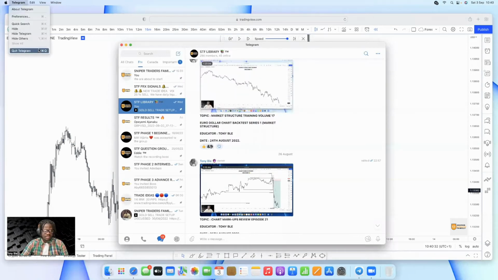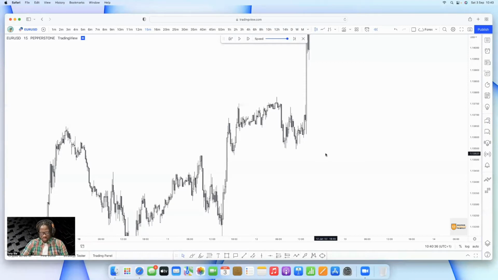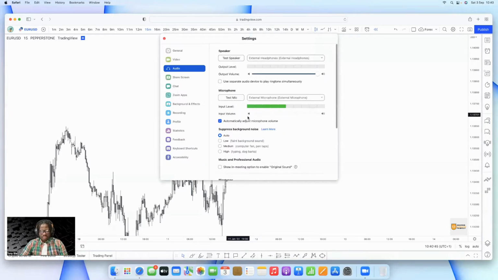So that should be it for Telegram, and then let's proceed. This is super loud. I don't know why this is so loud. Okay, I need to check something. Output volume, input volume, or is it the output? Coming in, going out. This is loud. All right.